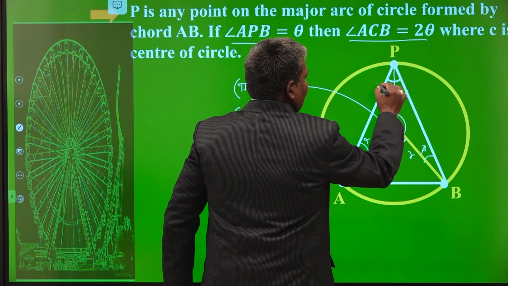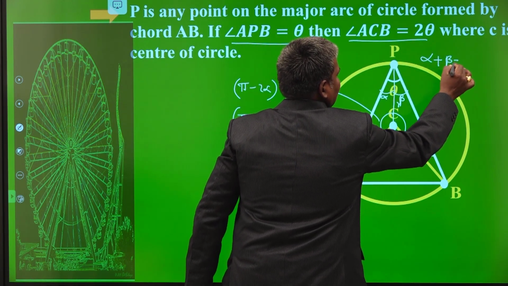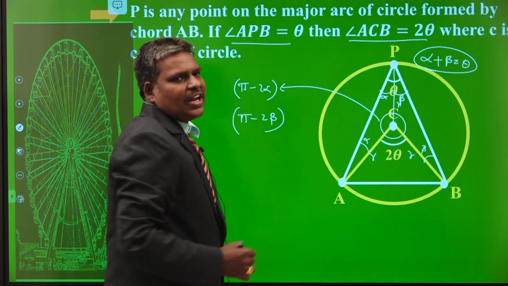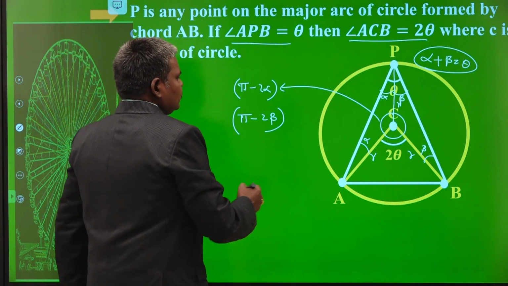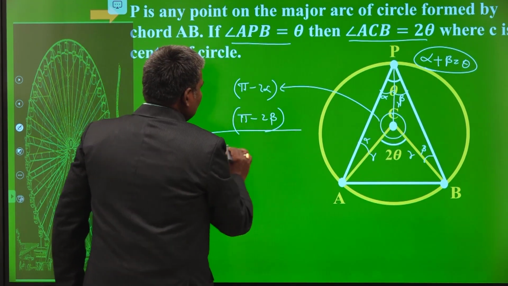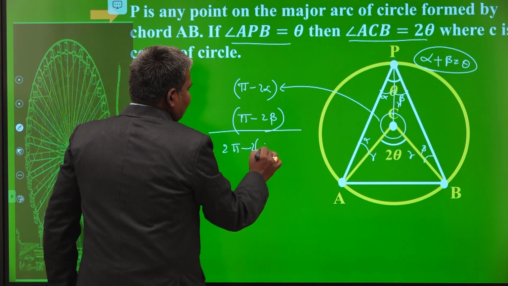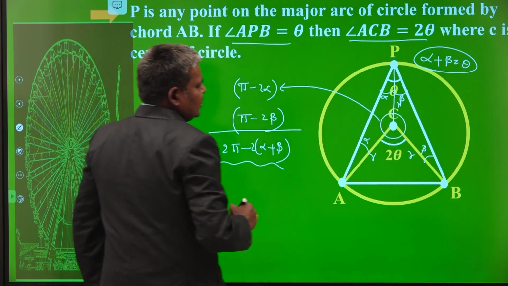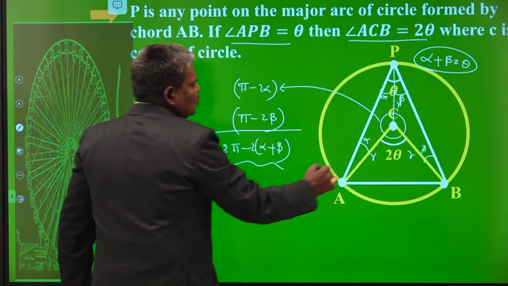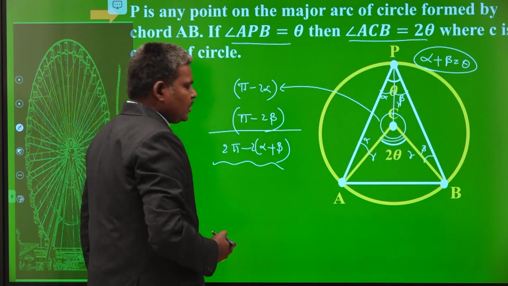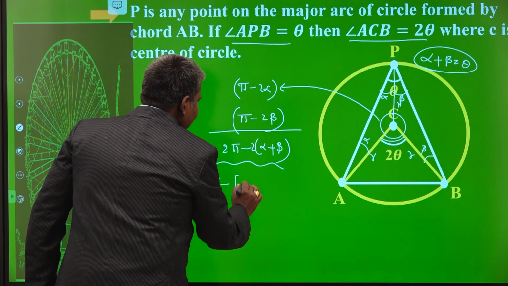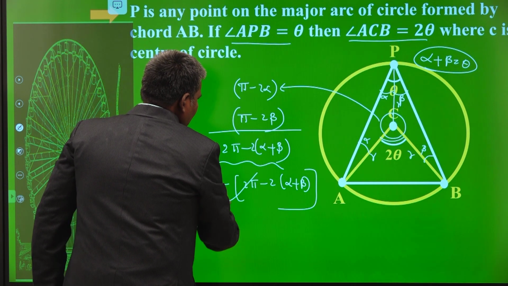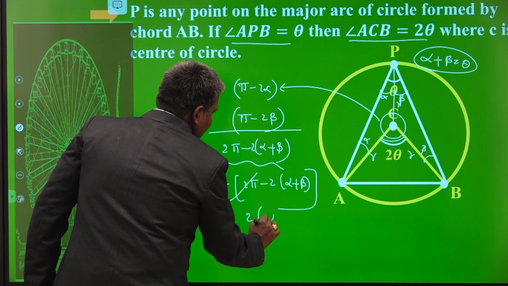So what is the sum of angles alpha plus beta? Alpha plus beta is equal to theta. What you are going to prove is that this angle is 2 times alpha plus beta. Your job is over. Now, what is the sum of the two angles? 2 pi minus 2 times alpha plus beta. The entire angle is what? 360 degrees. 360 degrees minus this angle gives what? The angle here. So 2 pi minus of 2 pi minus 2 times alpha plus beta. 2 pi gets cancelled, minus into minus, 2 times alpha plus beta.